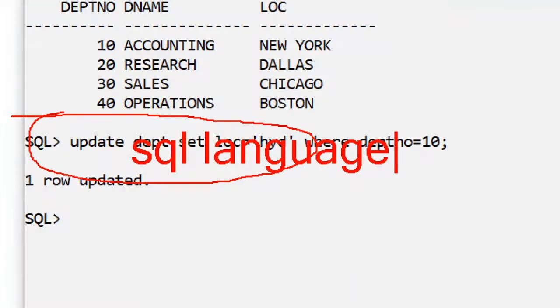Variables are not there. Loops are not there. Conditions like if conditions and case are not there. These types of things are not there. It is a very easy, non-procedural language. One, two, or three lines of coding is there. Simple.